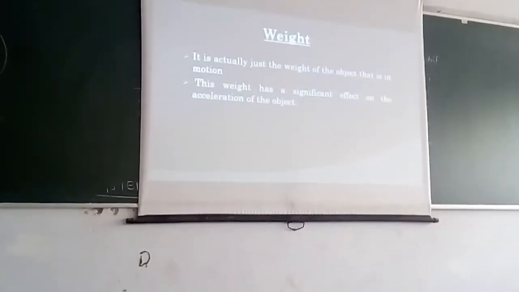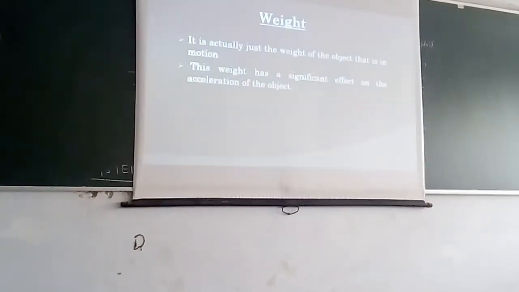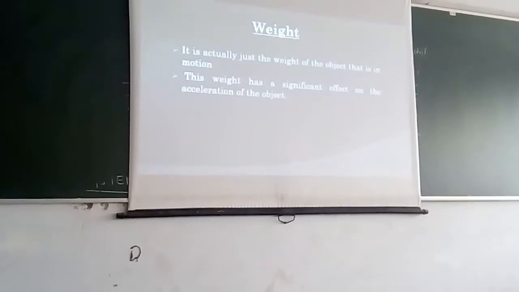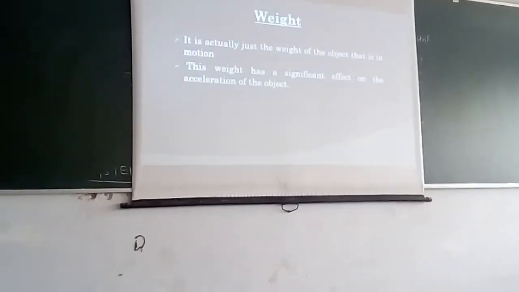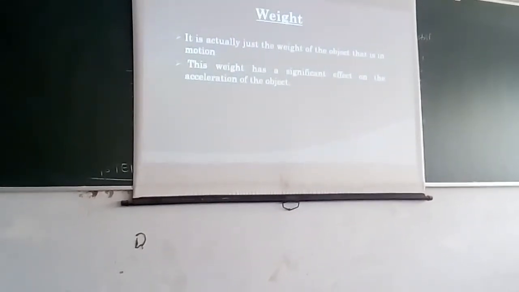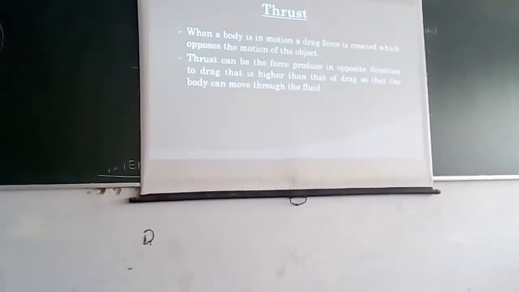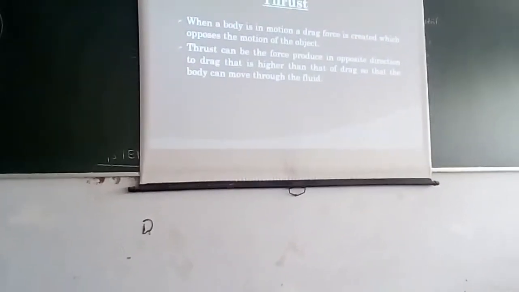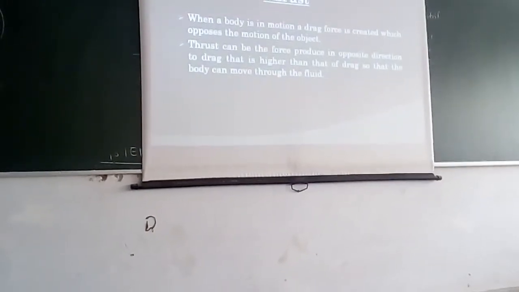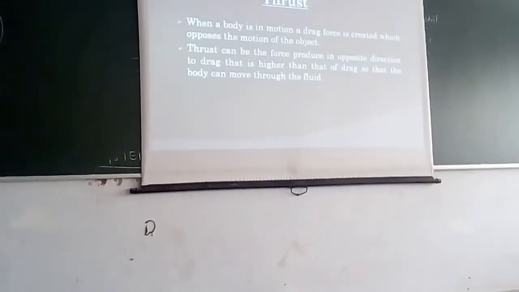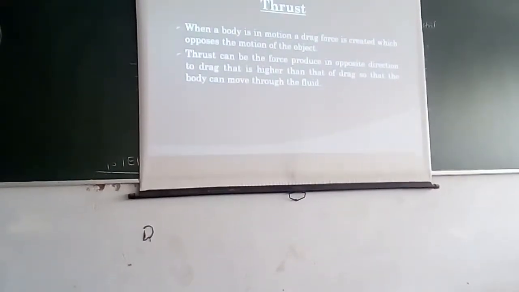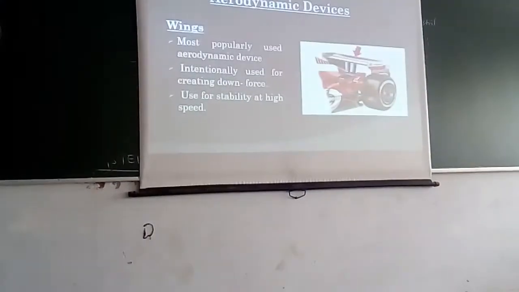Next, weight. It is actually the weight of the object or the vehicle that is in motion. This weight has a significant effect on the acceleration of the object. Thrust. When a body is in motion, a drag force is created which opposes the motion of the object. Thrust is the force produced in the opposite direction to drag that is higher than the drag, so that the body can move through the fluid.